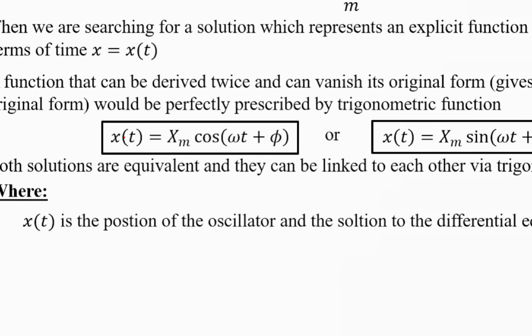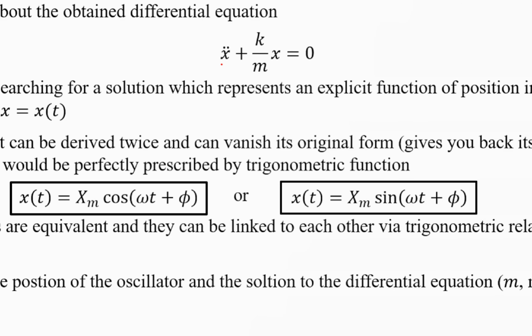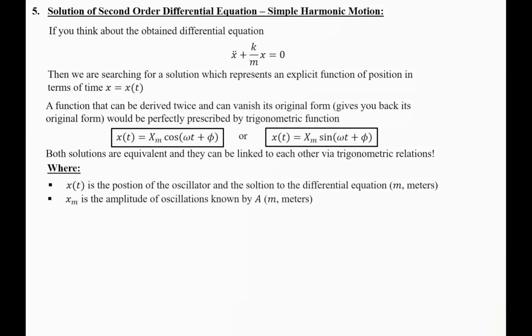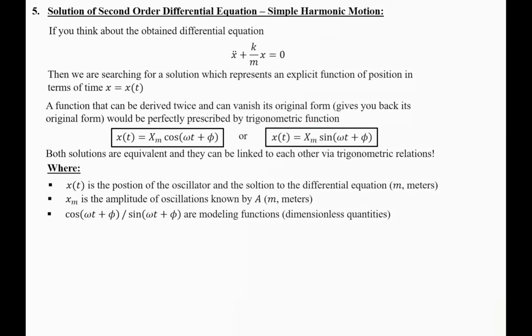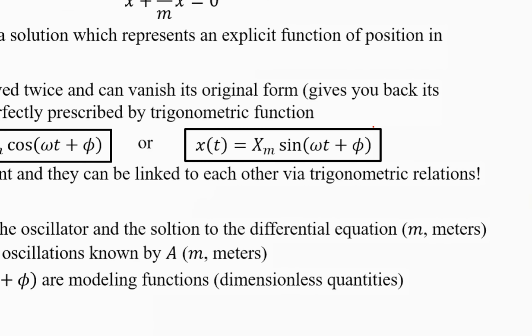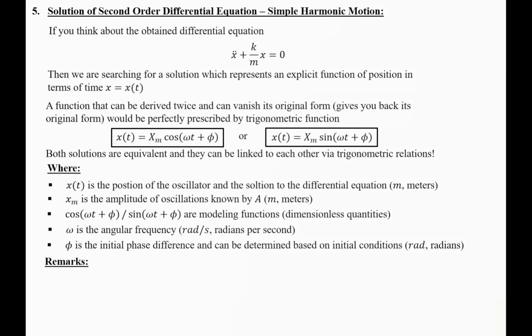Now x of t is the position of the oscillator and the solution of the differential equation. x_m is the amplitude of oscillations, also known as A, in meters. So x_m, the coefficient here, is the amplitude, also identified previously by capital A. Cosine omega t plus phi or sine omega t plus phi are modeling functions. They are dimensionless quantities, so the cosine and the sine don't have any unit. Omega is the angular frequency, as we have defined previously, and phi is the initial phase difference and can be determined based on initial conditions.